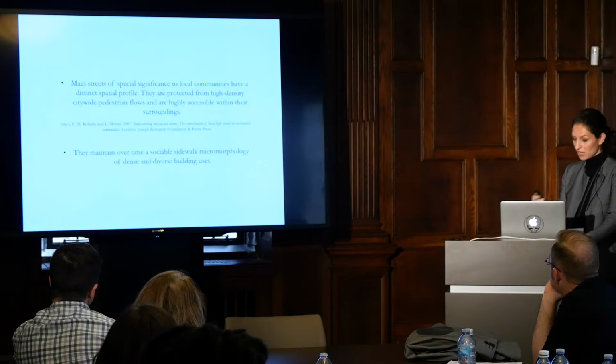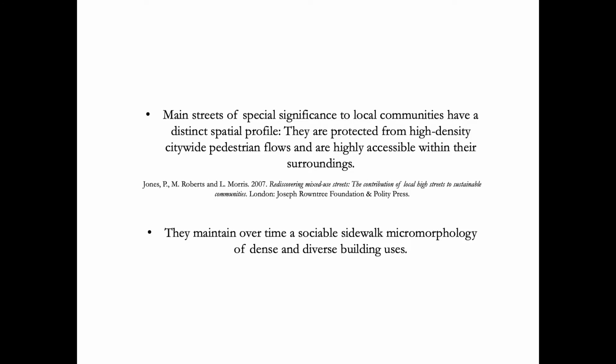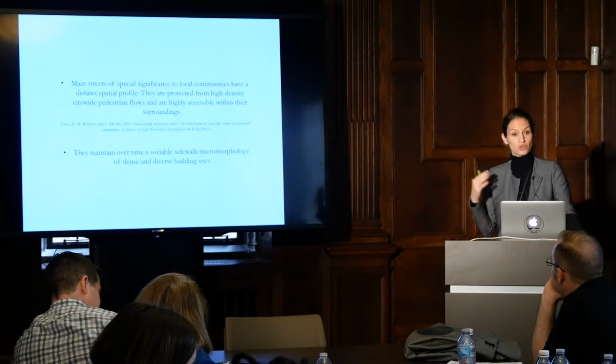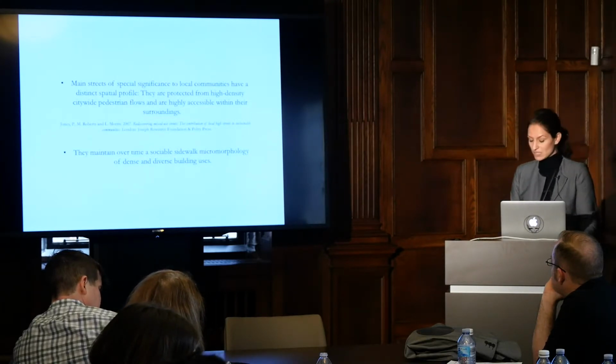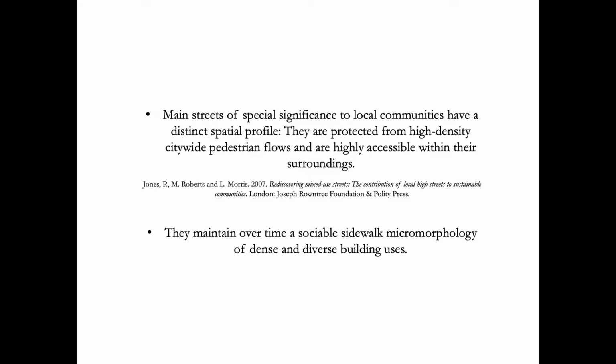So the point that I'd like to make from this first part about the spatial profile of main streets is that their spatial significance refers mainly to local community. They have a very distinct spatial profile, but at the same time they are protected from high density citywide pedestrian flows while being incredibly accessible within their surroundings. And there is evidence from research in the UK High Street that kind of supports this idea that the High Street is a protected street in a way from the wider surroundings. And they maintain over time a sociable sidewalk micromorphology.